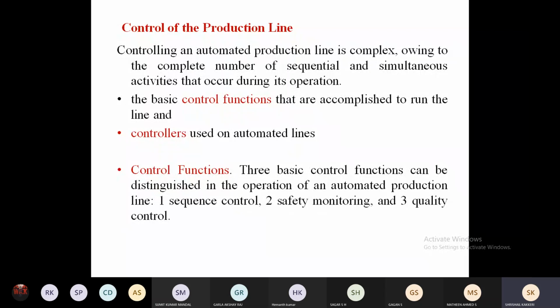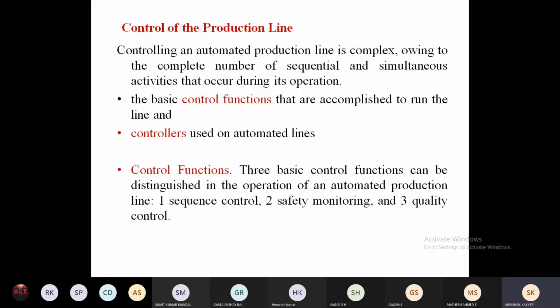In such cases, a controlling system of the production line plays a vital role. The basic function of this control of the production line is to control the functions and controllers. There are two important operations: control functions and controllers. What are these control functions? There are three basic control functions often used in industries: sequential control, safety monitoring, and quality control.